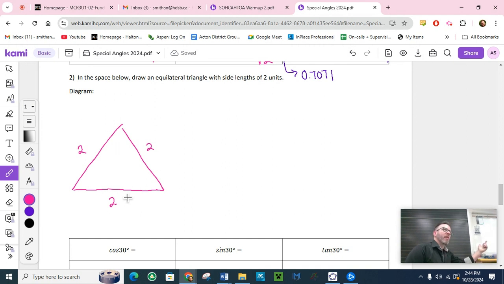Now, what are the angles in an equilateral triangle? All 3 sides are equal, which means all 3 angles are equal, and they equal 60. I'm going to tuck a 60 right in here for my diagram.